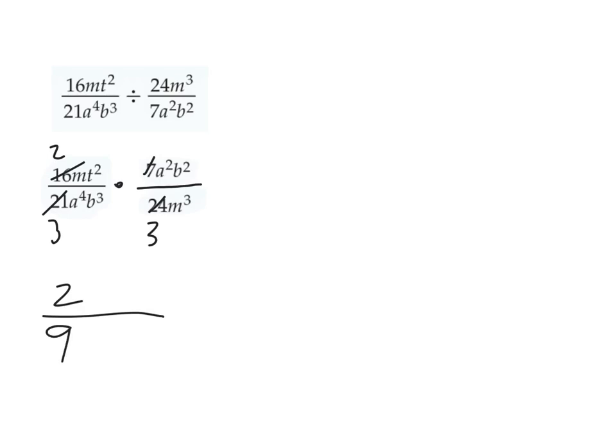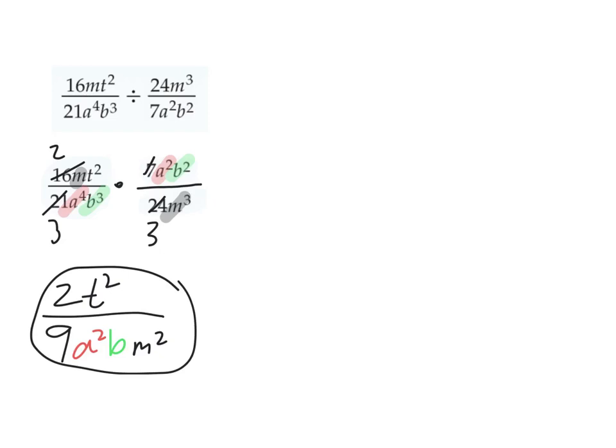Okay? Again, I like to go alphabetical order. So I've got a squared and a to the 4th, which gives me a squared on the bottom. I've got b squared and b to the 3rd. So that means I have a b on the bottom. Let's see. I've got an m and an m to the 3rd, which gives me m squared on the bottom. There is not a t squared anywhere else. There is my final. How many got it? Okay. Any questions? Pretty good.